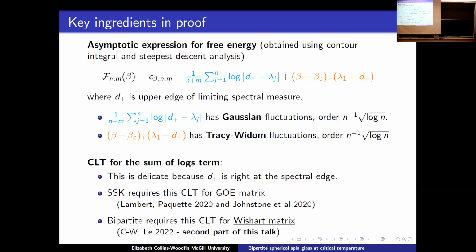For the SSK model, the CLT that's required is for this term here, but with eigenvalues of a GOE matrix. And so that was something that was proved recently in a couple of different papers. When we started working on this project, there was not an analogous result proved for Wishart matrices. And so that was where we went on a detour to prove this other random matrix result before we could finish the spin glass project. And that's what I'll do in the second part of the talk.